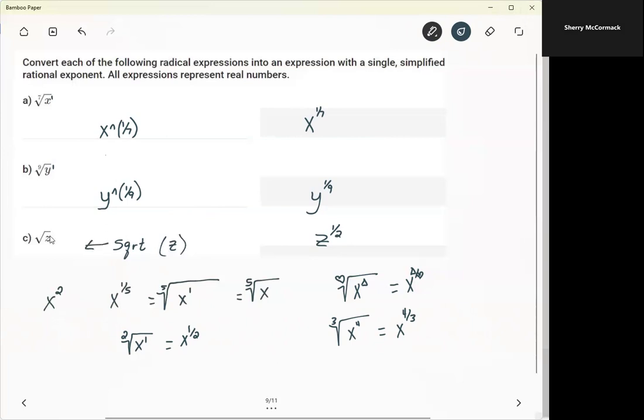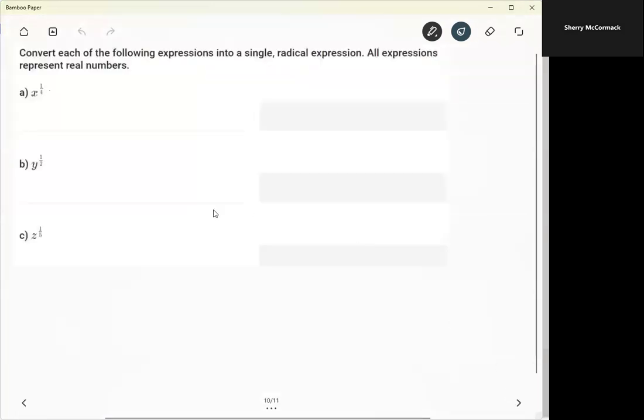Okay, so if we were trying to type this in, we would just say SQRT. That means square root of z, would write it like that. And that brings us to our next topic. Okay, our next topic is now they want us to convert each of these expressions into a single radical expression.